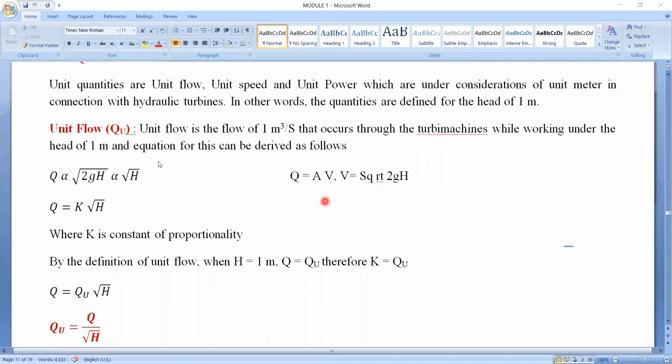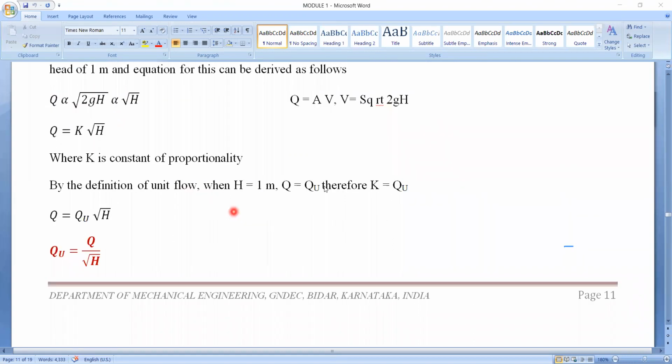What the definition says: the unit flow is a flow of fluid through the pipe or any turbo machine which is working under the head of 1 meter. If h equals 1 meter, then q will be equal to qu. So if we use this in this equation, h equals 1, root of 1 equals 1, so q equals qu. So k will be equal to qu.